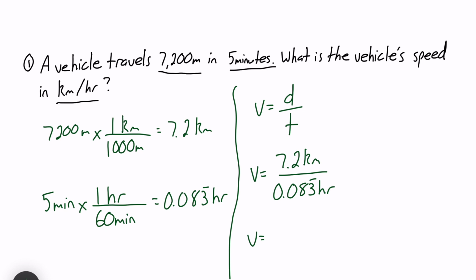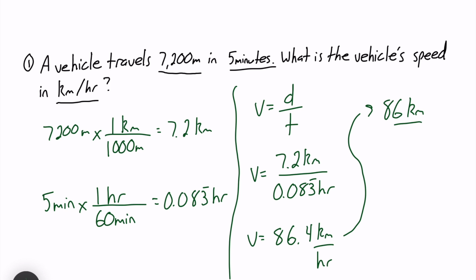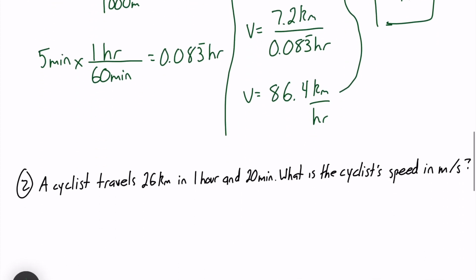And if we type this into our calculator, we will get an answer of, let's just take a look here. You should get something around 86.4 kilometers per hour. With significant figures, I probably just want to keep 2. So let's say 86 kilometers per hour. That's going to be our final answer right there. All right, let's move on to example number 2.